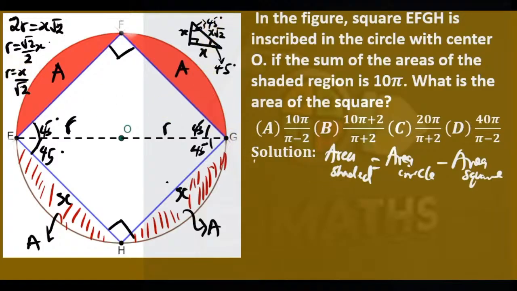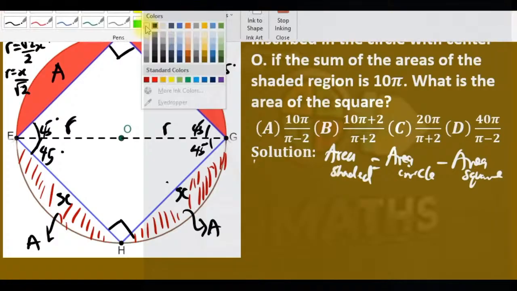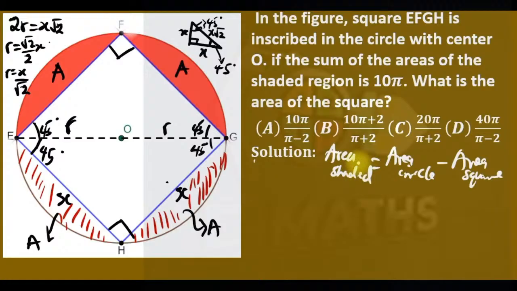So we now go over to this to get the area. Area shaded, I told you they are the same, so it's like 4a is equal to area of a circle, which is pi r squared. So our r is x over root 2, so we have pi times x over root 2 squared, minus area of a square, which is x squared.